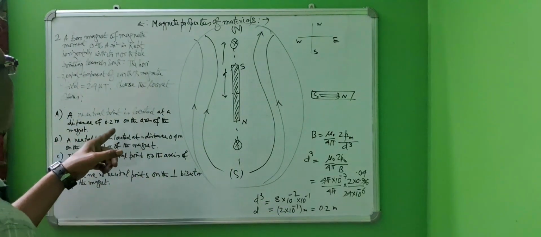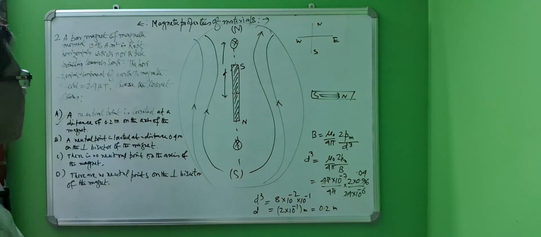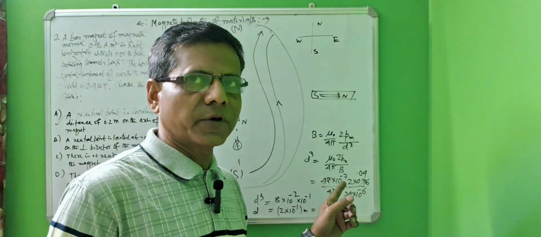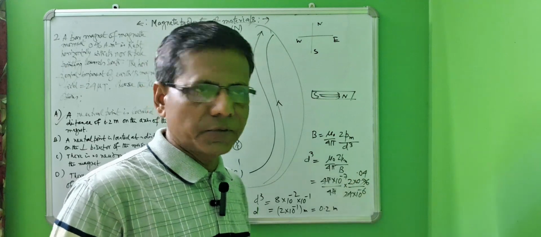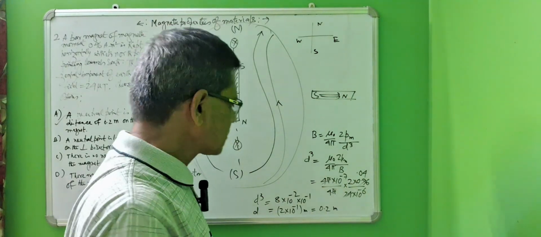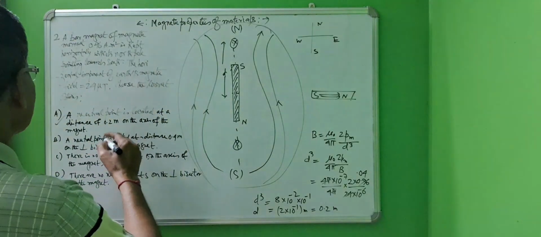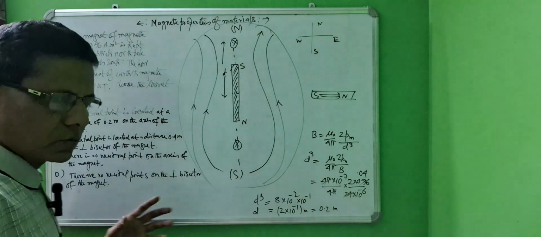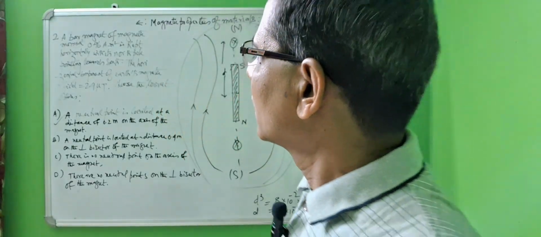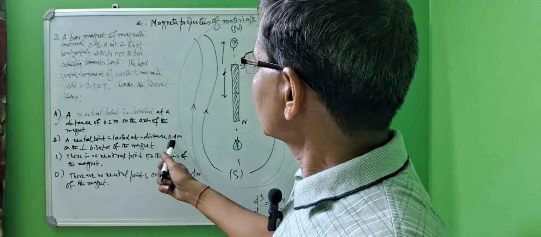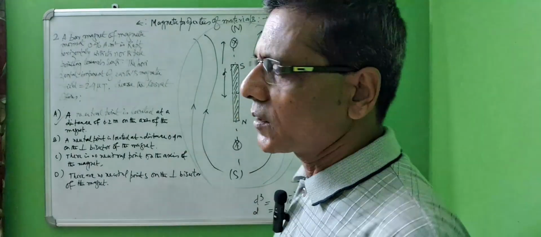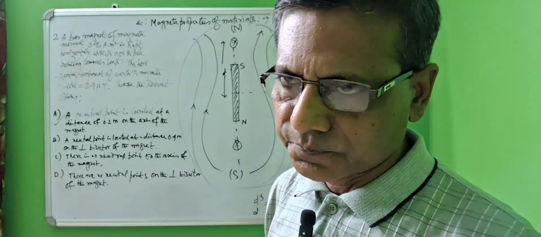So answer A is the correct one, because putting mu 0 by 4 pi as 10 to the minus 7 in SI units, we get this. So answer A is correct. Now we have to check the answers B, C, D. A neutral point is located at a distance 0.4 meter on the perpendicular bisector. There is no neutral point in this case.